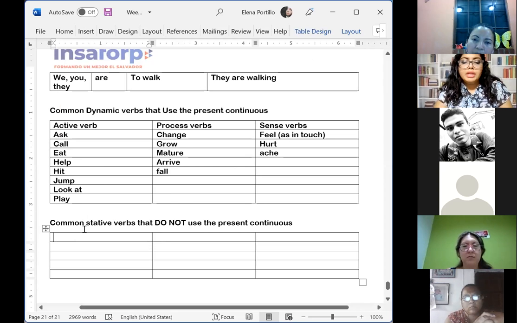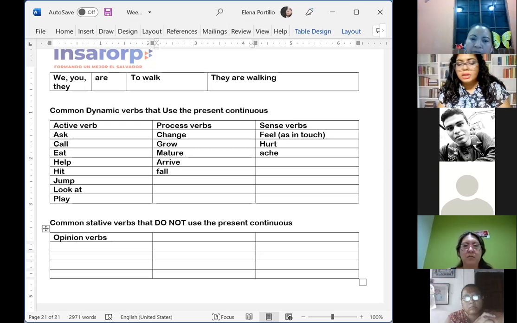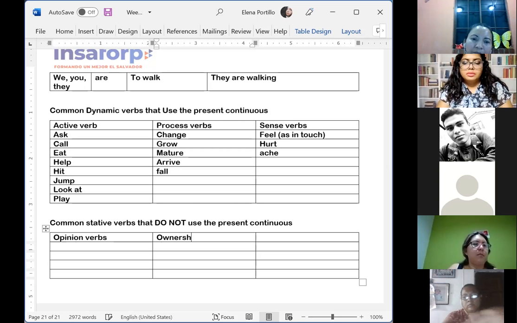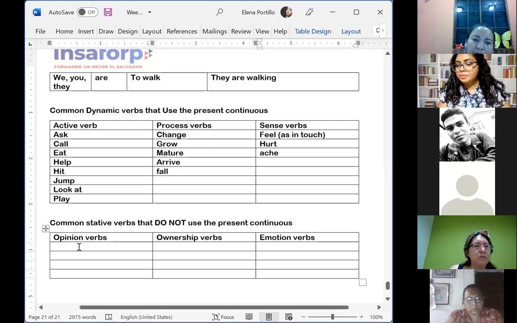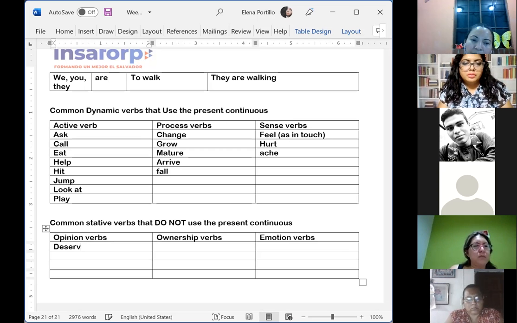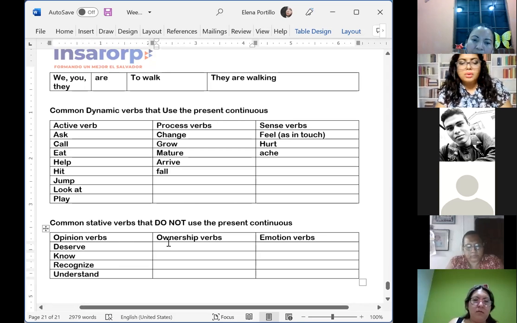We have in the first part, opinion verbs. In the second one, we have ownership verbs. In the third part, we have emotion verbs. And we have the examples. Deserve. Know. Recognize. And understand. For ownership verbs, we have own, belong, need, possess.